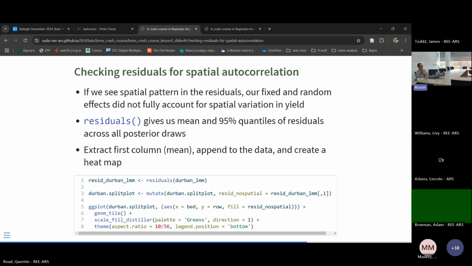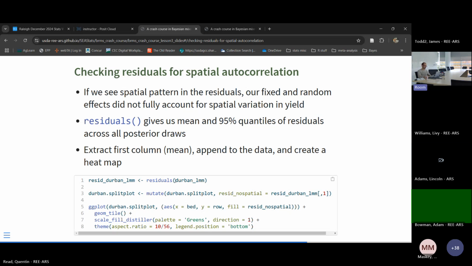Our fixed and random effects did not capture it. So we don't want to see any pattern in the residuals. No trend up or down, no variation in space in some consistent way. It just should be random. And I made this code here to plot the residuals.